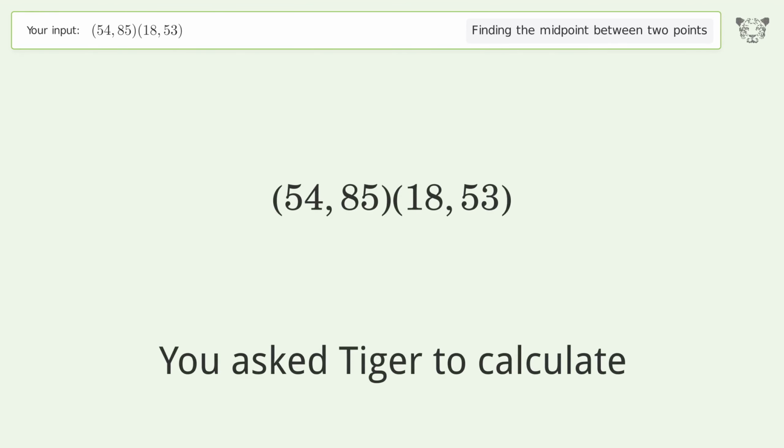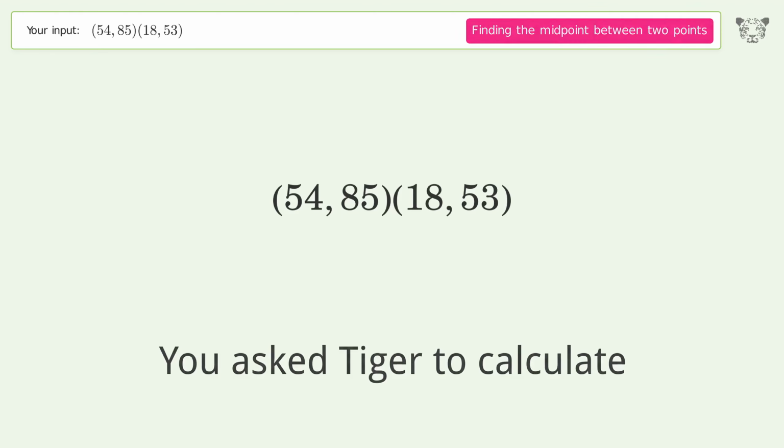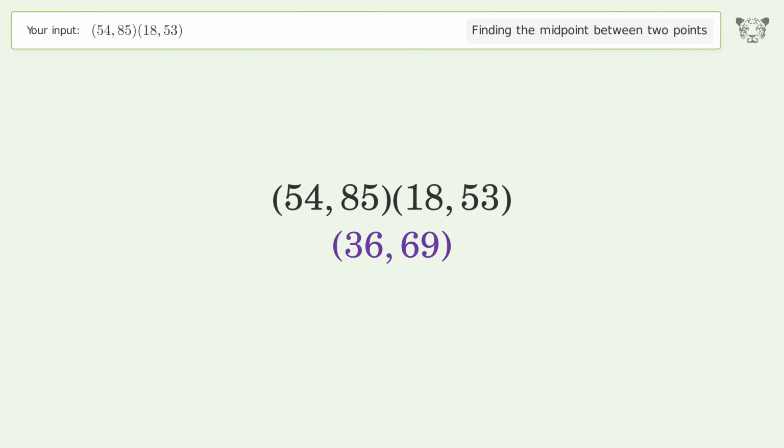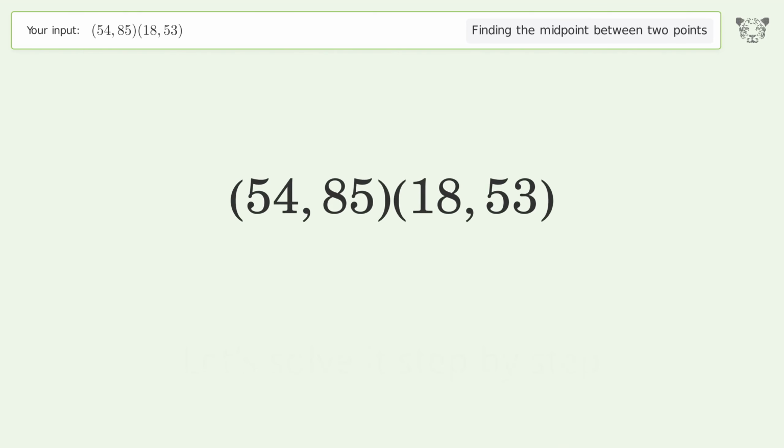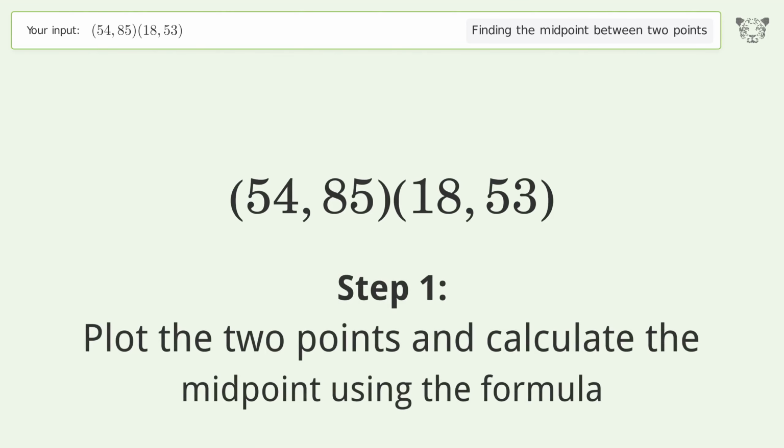You ask Tiger to calculate. This deals with finding the midpoint between 2 points. The midpoint between the 2 points is (36, 69). Let's solve it step by step. Plot the 2 points and calculate the midpoint using the formula.